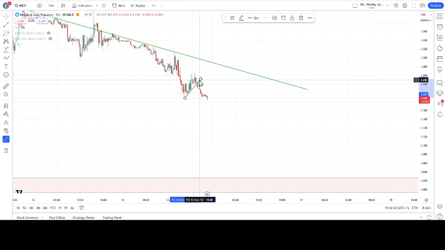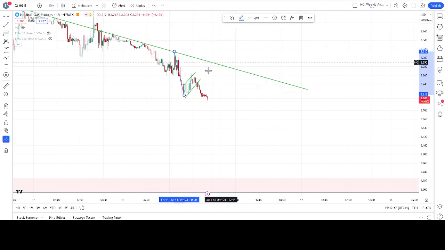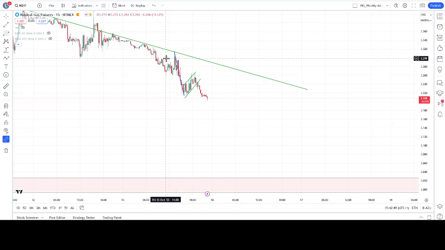I have made a comprehensive video on how to identify the flag patterns, the targets, the stop loss, and everything about the flag patterns. Similarly for the ascending triangle and other chart patterns. So for the flag pattern, this is a bearish flag, and look at that bearish flag. Let me give it some other color here, maybe a blue just to identify. It's a pure bearish flag.